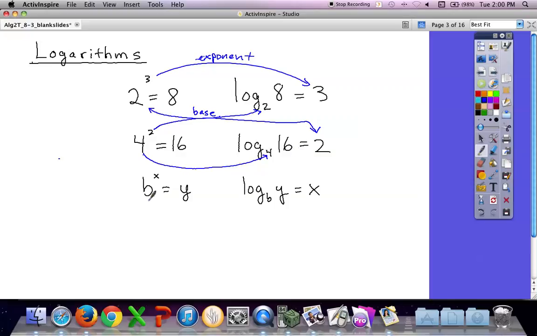This is just the most general form. It's kind of like we're taking an exponential and making a logarithm. The only thing that's missing from the exponential is we don't have the a. We're saying, let a equal 1. b to the x equals y is the same thing as saying log base b of y equals x.